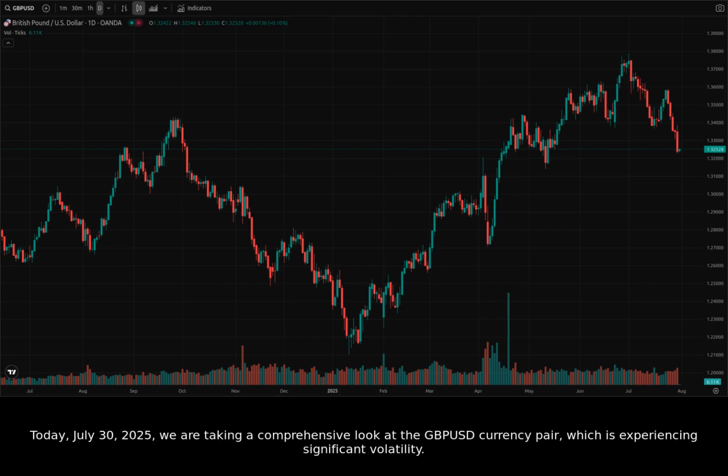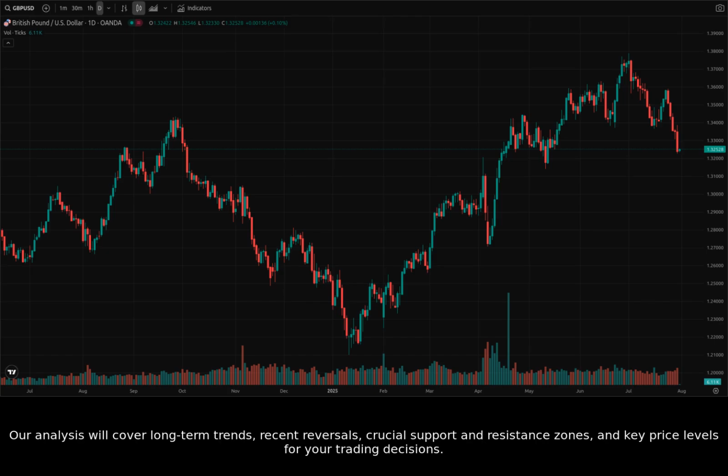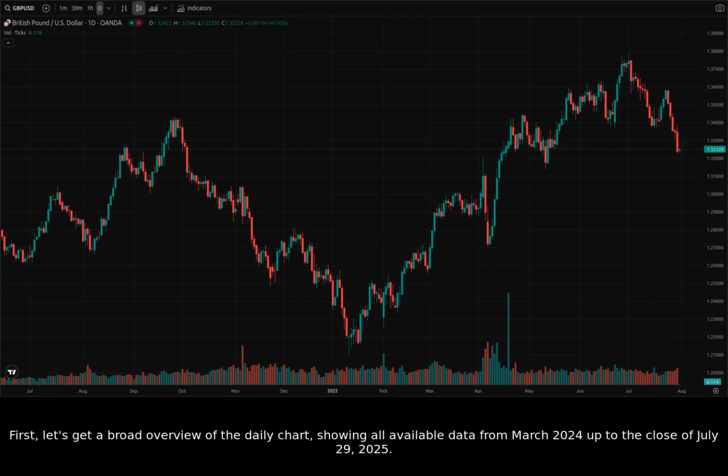Today, July 30th, 2025, we are taking a comprehensive look at the GBPUSD currency pair, which is experiencing significant volatility. We will examine the interplay of current events and their impact on price action across different timeframes. Our analysis will cover long-term trends, recent reversals, crucial support and resistance zones, and key price levels for your trading decisions. First, let's get a broad overview of the daily chart, showing all available data from March 2024 up to the close of July 29th, 2025.